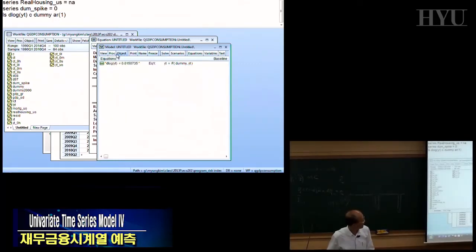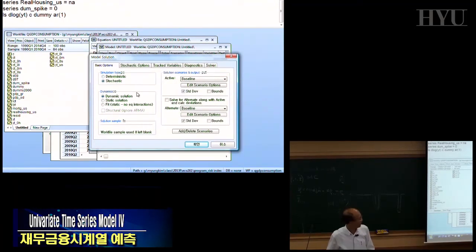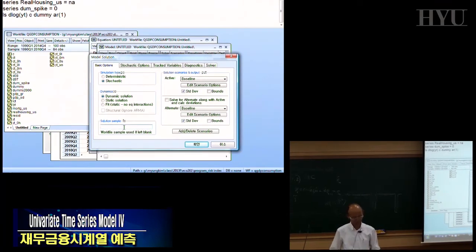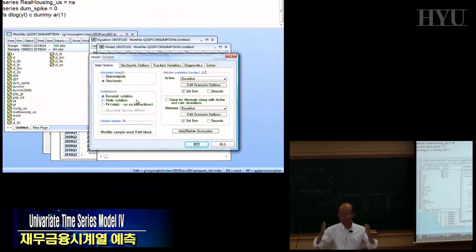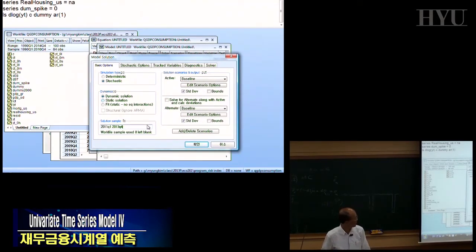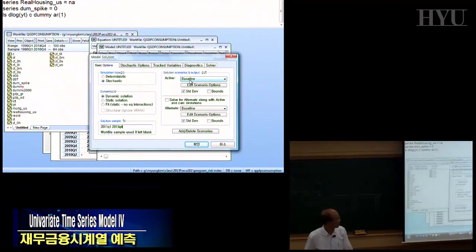And then if you look at this menu here, solve. This will do your stochastic simulation, and default is dynamic solution. Solution sample is where you specify the out of sample period. So out of sample period is next quarter, right? First quarter, let's say, that's right, 2013 Q4. And if you don't set anything else here, the default is the bootstrapping method. And let's see what this does for that.